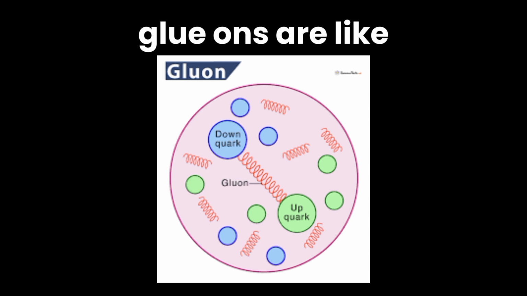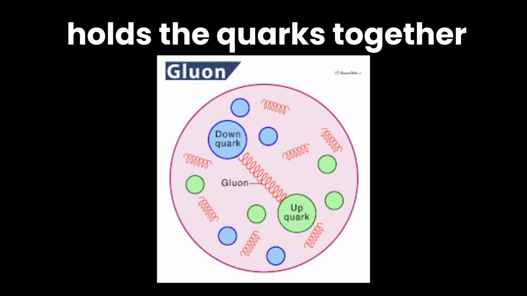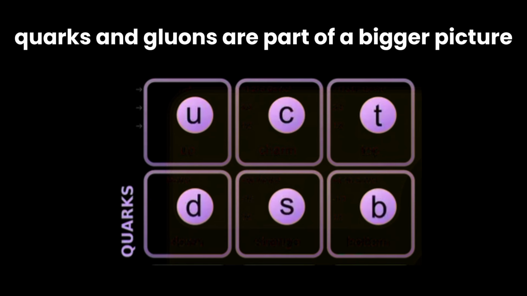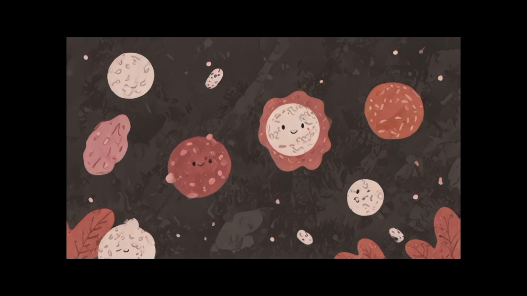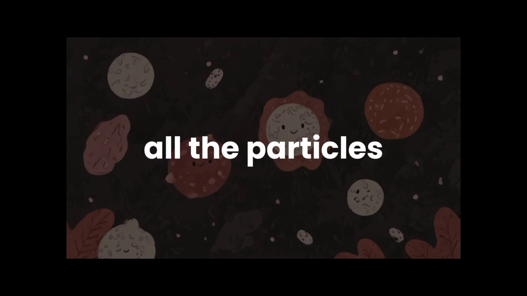How do these quarks stick together? I mean, they can't just be floating around like confetti at a party. This is where gluons come in. Gluons are like the glue that holds the quarks together. Without gluons, the whole party would fall apart, and nobody wants that. So, gluons keep the quarks together, and everything is hunky-dory. But there's more to the story. Quarks and gluons are part of a bigger picture called the Standard Model. Think of the Standard Model as the ultimate guest list for the particle party. It includes all the particles we know about and how they interact with each other.